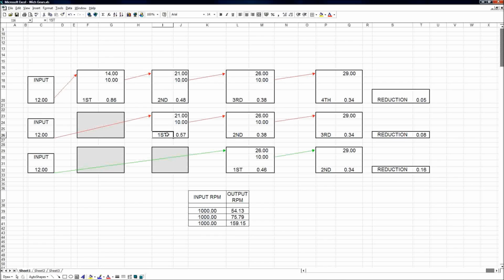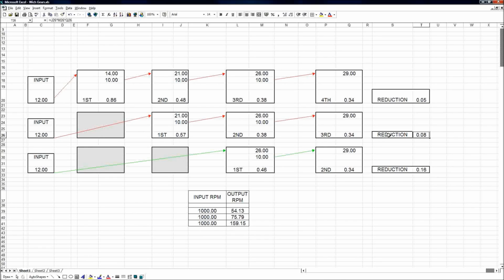So we're going from 12 teeth to 21, and then from 10 to 26, and then from 10 to 29. This gives me a reduction of 0.08, or basically 8% of the RPM that we're getting from the input drive will make its way through to the winch drum. Okay, that's still quite tough to pull on, still a bit complicated.